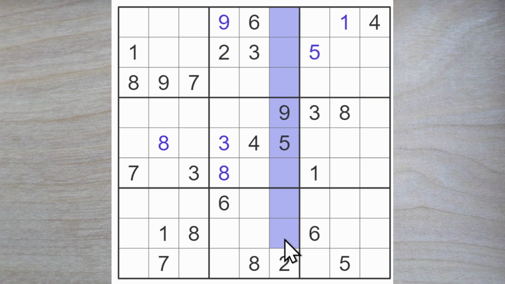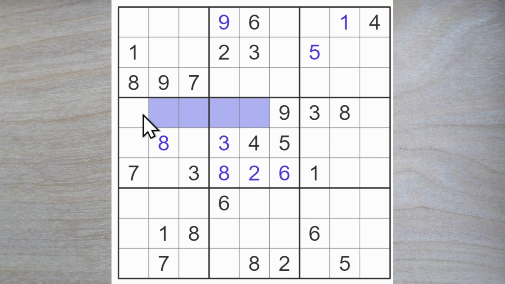For this column here, column 6, we need to find a 6. And a 6 can't go here. A 6 can't go here. So it must go here. We need to find a 1, 2, 7 for these squares. There's a 1 and a 7 blocking here, so this is a 2. And these must be a 1, 7.